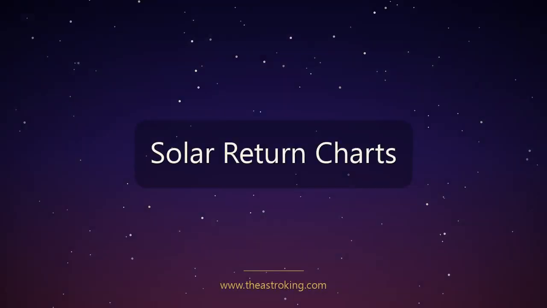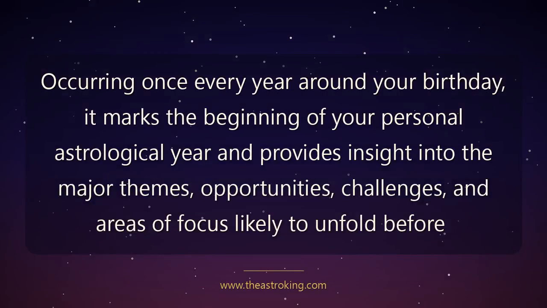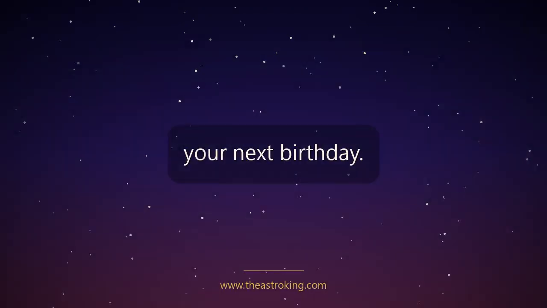Solar return charts. A solar return chart is calculated for the exact moment the Sun returns to the same zodiac degree and minute it occupied at your birth, occurring once every year around your birthday. It marks the beginning of your personal astrological year and provides insight into the major themes, opportunities, challenges, and areas of focus likely to unfold before your next birthday.